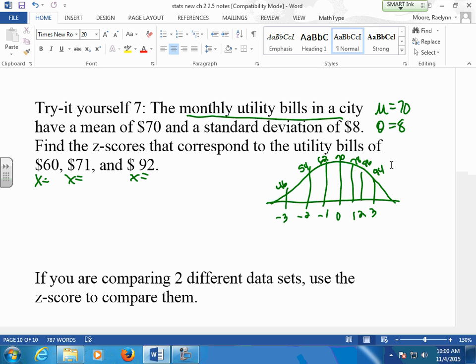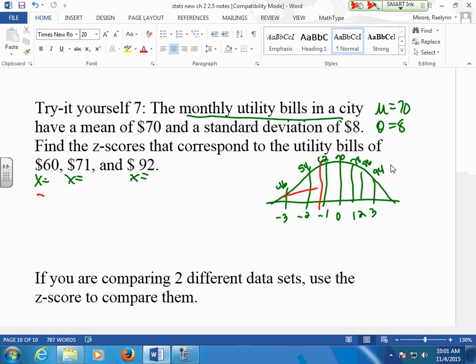Okay, now my 60 is going to fall right over here. Approximately, what should that z-score be? Negative 1.25? That's a good approximation. Is it less than half of my graph or more than half of my graph? It's less than half of my graph. Think of percentiles from 0 to 100.